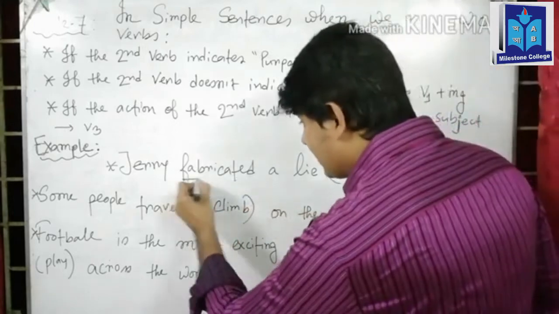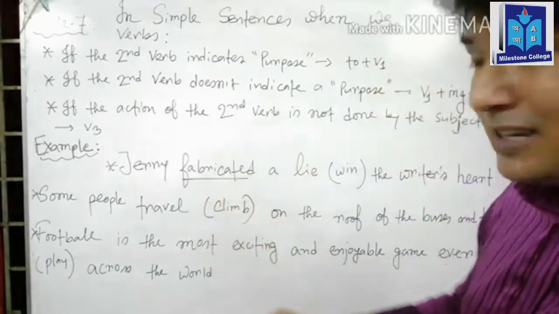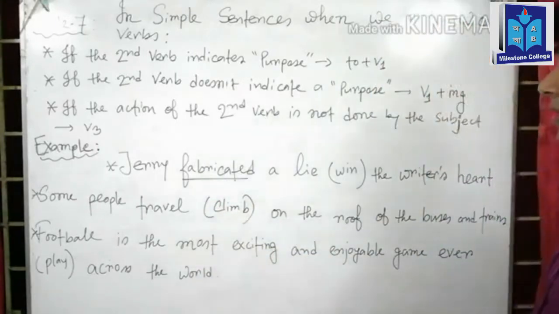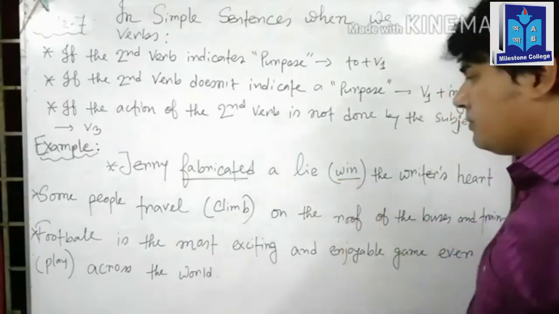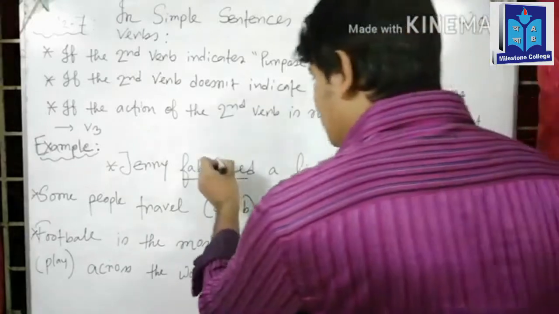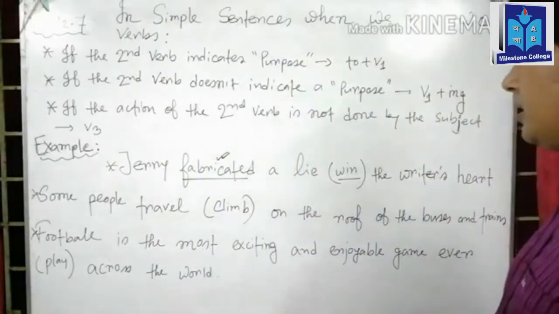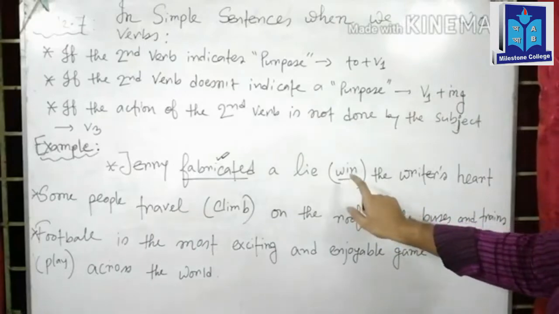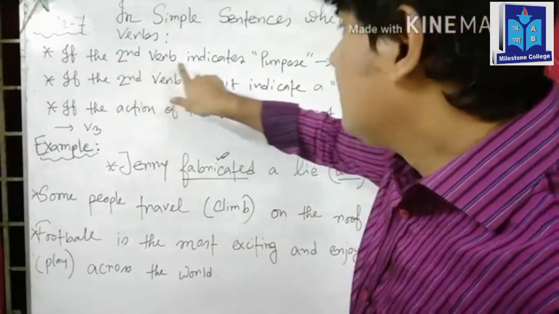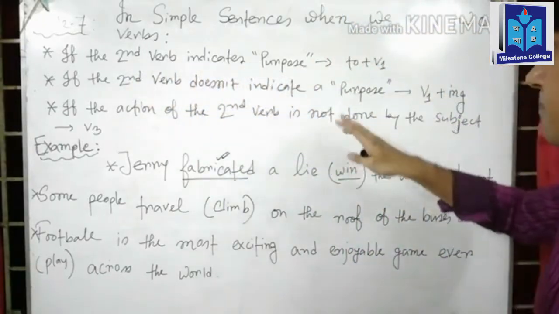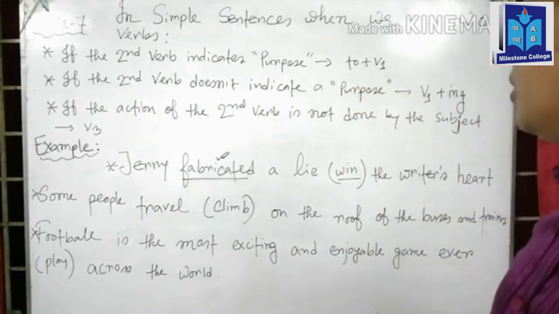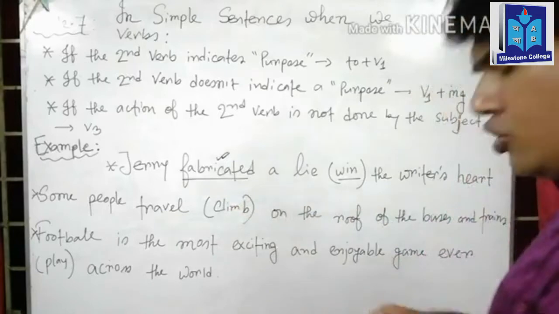There you get two verbs. The first verb, fabricated, means Jerry made up a lie or told a lie. And there's the second verb, and it's also a simple sentence. So what to do? Fabricated is the first finite verb. If the second verb indicates a purpose, then the structure will be to plus V1, the main form of the verb.